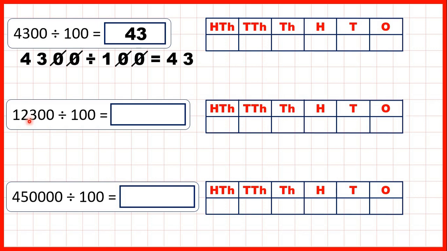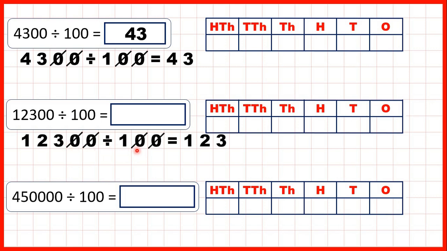Now we have 12,300 divided by 100. Again, we can cancel our end zeros, so we get 123 divided by 1, which gives us 123 as our answer. Again, if we have two end zeros in 100, we can cancel two end zeros in our dividend, and that means that we have 123 divided by 1.